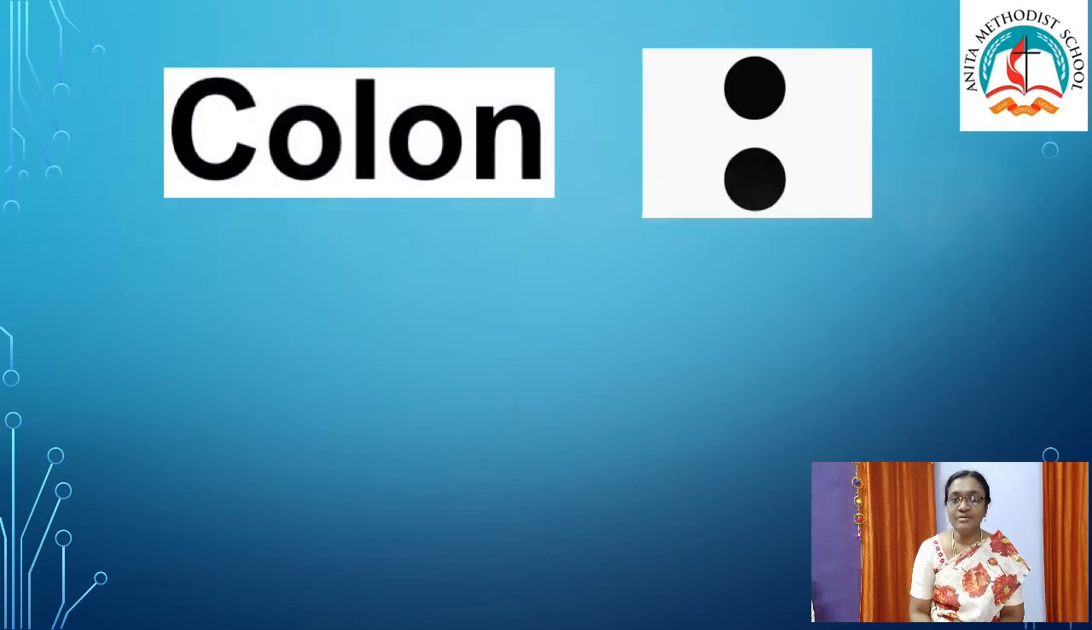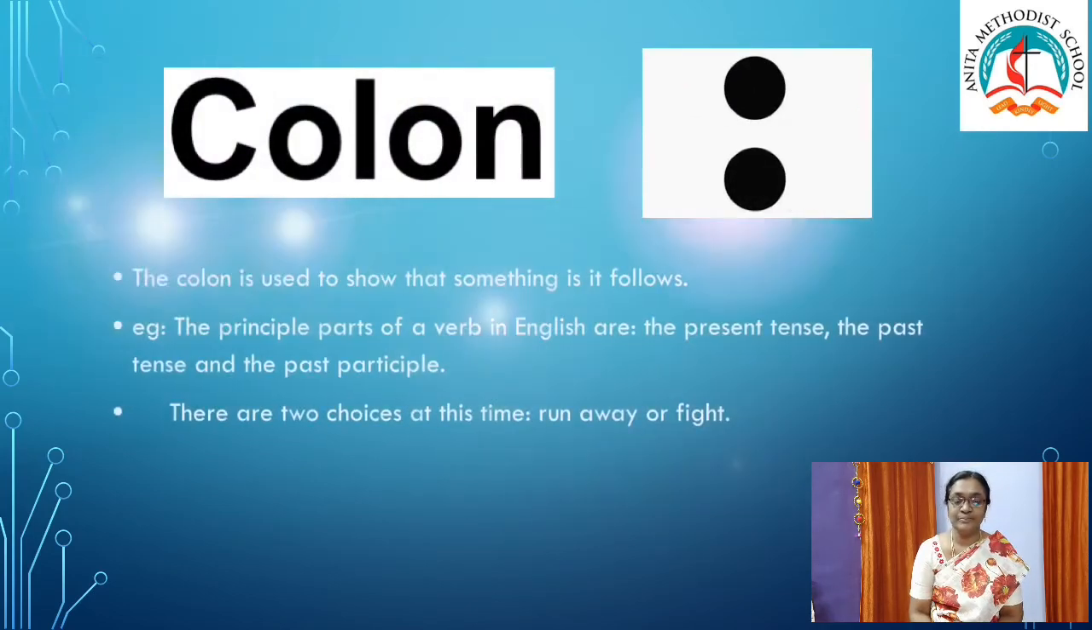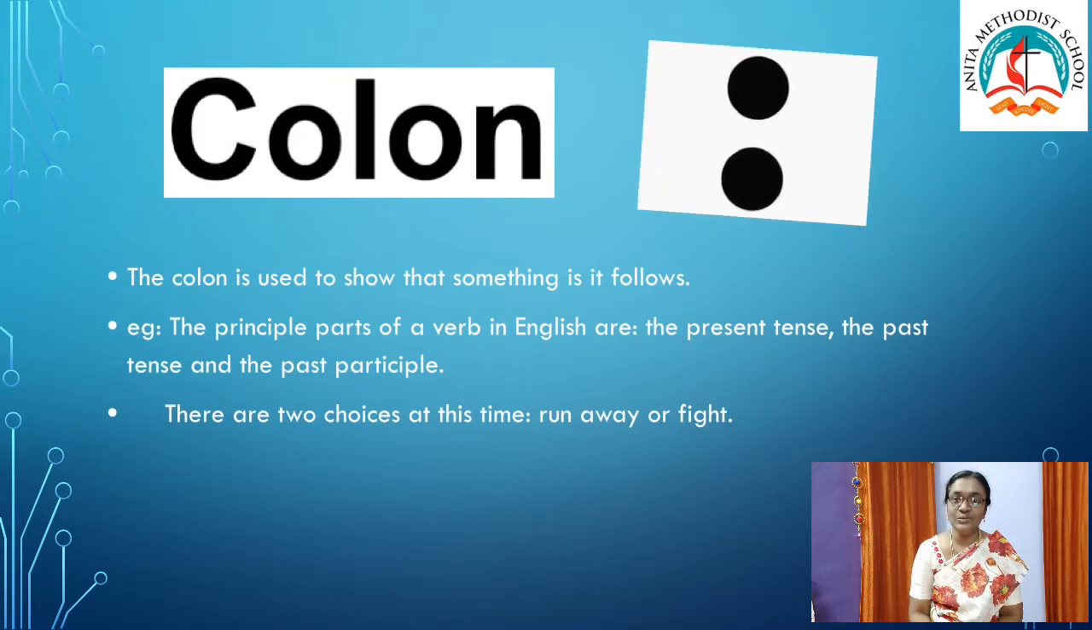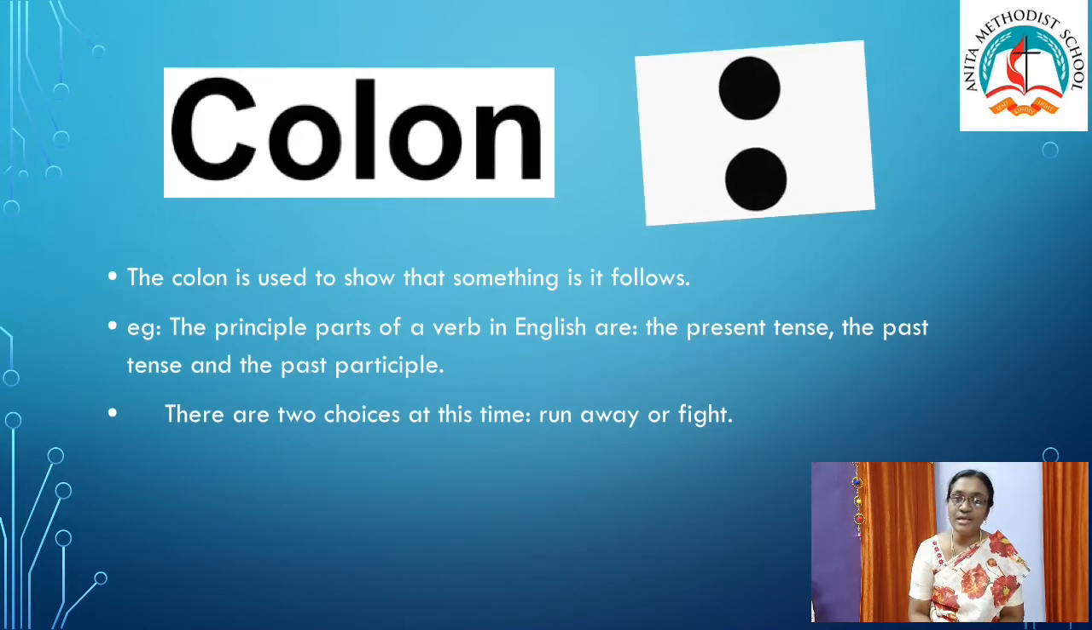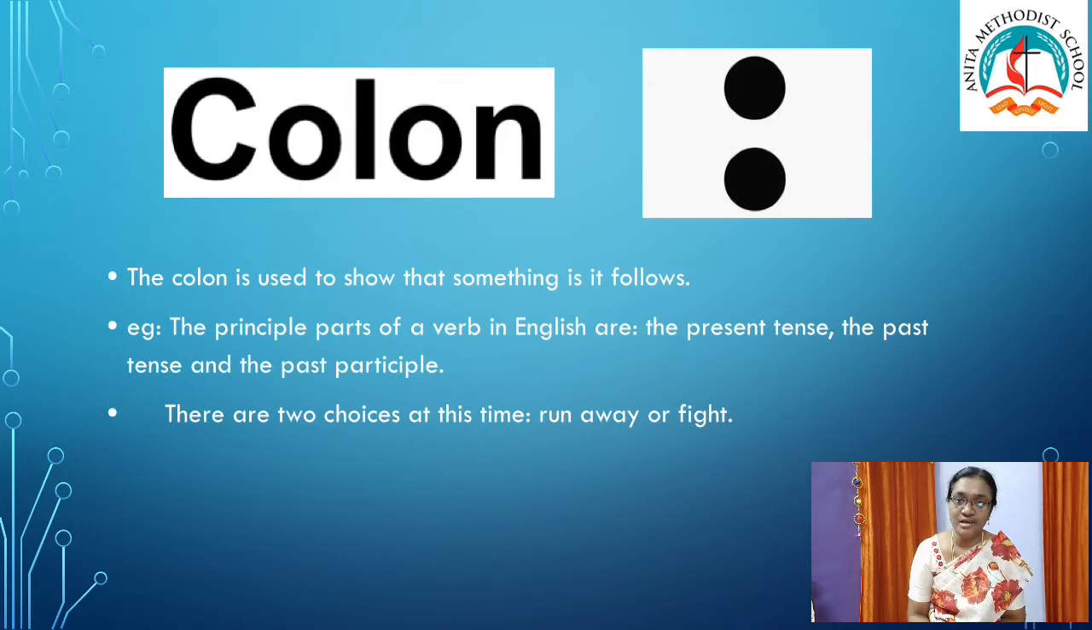The next one we are going to see is colon. Where should I use this colon? The colon is used to show that something follows. That means something is coming behind me. For example, the principal parts of a verb in English are: the present tense, the past tense and the past participle. Can you see the colon there? There are two choices at this time: run away or fight. Can you see the colon there?